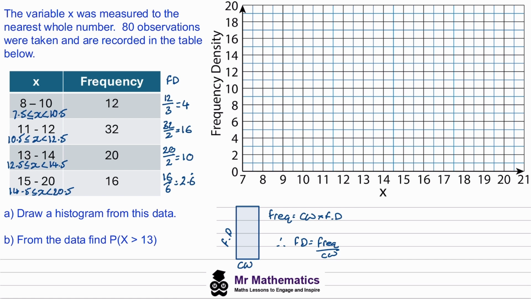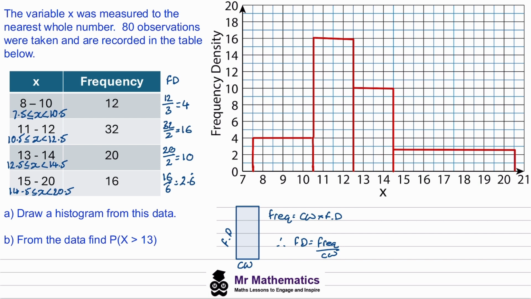So now we can plot each of these frequency densities against the class width. So between 7.5 and 10.5, we're going to go up to a frequency density of 4. And then between 10.5 and 12.5, we'll go up to 16. And then between 12.5 and 14.5, we'll go up to 10. And finally, between 14.5 and 20.5, we'll go up to 2.6 recurring. So that'll be about here. So this is our histogram.